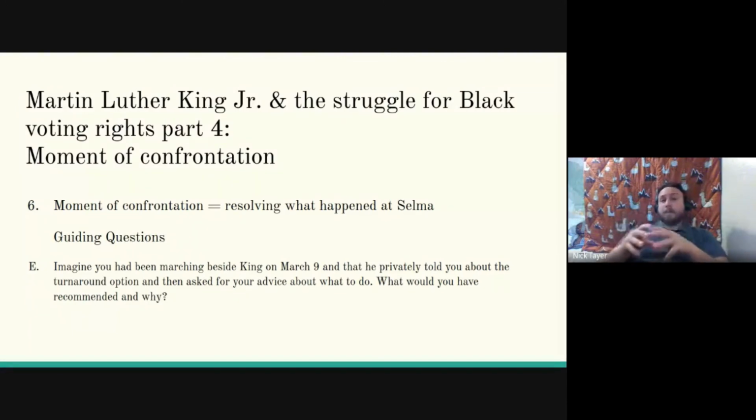Now, the thing about this is that the students still don't know how this resolves. They don't know what happens after. They don't know what King does. That's not a part of the case. That's the part that I, as the teacher, go through and discuss with them in the after action review. So we spend about half the day just discussing this one question.